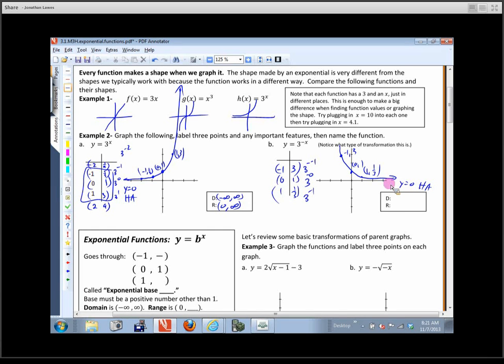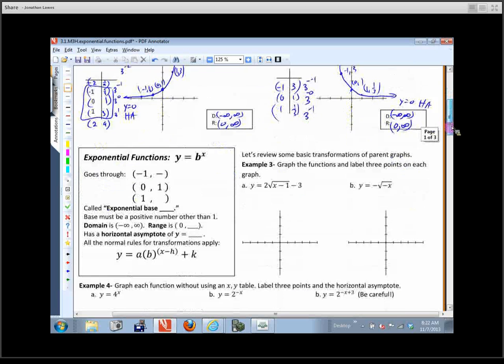Okay, what's the domain? All reals, so -infinity to infinity. And what type of answers do I get out? What's the range? 0 to infinity. Okay, any questions? Okay, so let's talk about these in general.